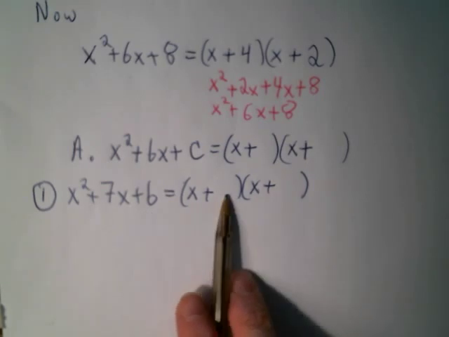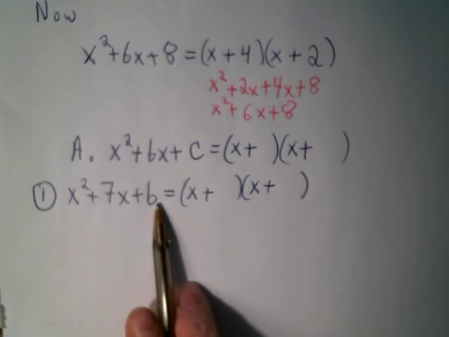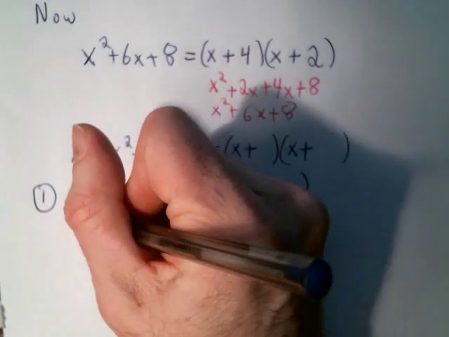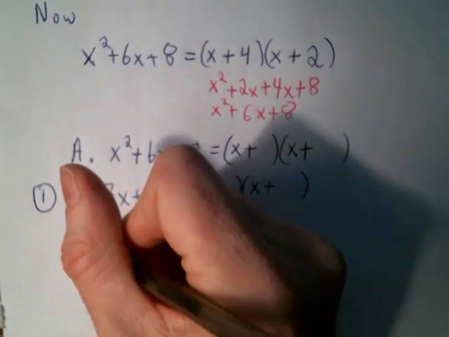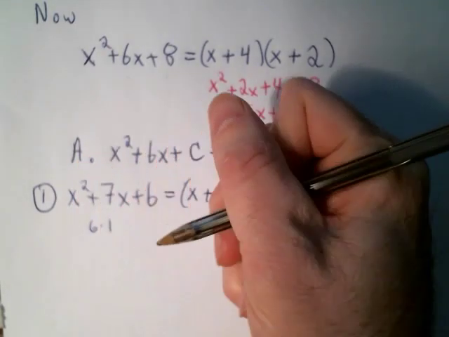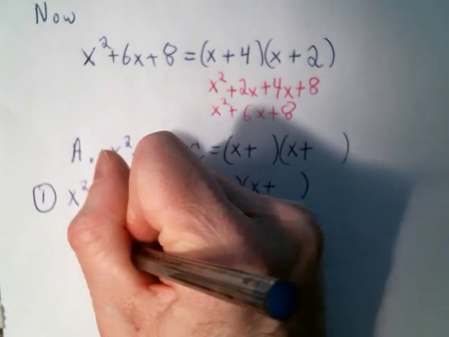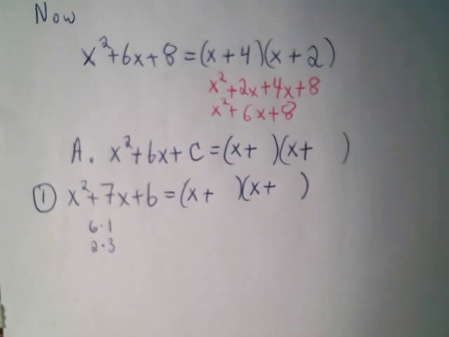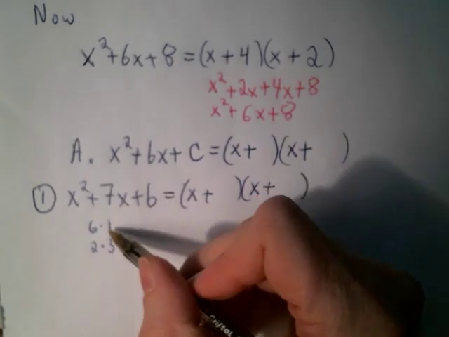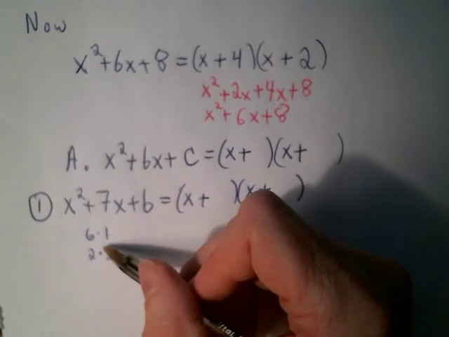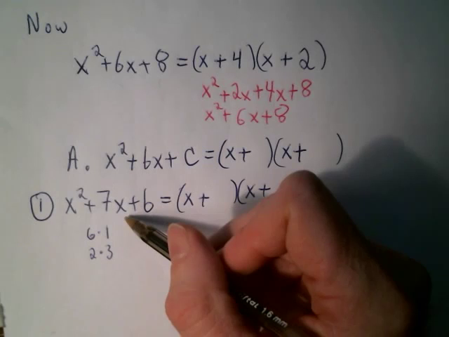So I need something times something that equals 6. What are the possibilities? You can have 6 times 1, or 1 times 6, of course. You can have 2 times 3, or 3 times 2. The deal is that we want these such that the outer and inner terms will add up to 7.